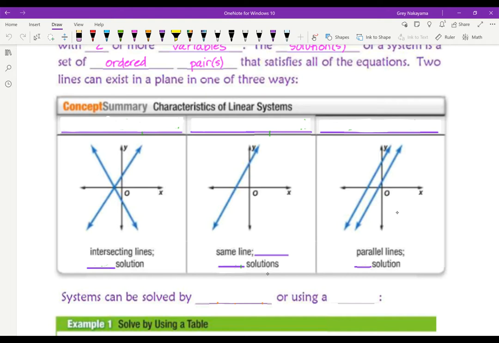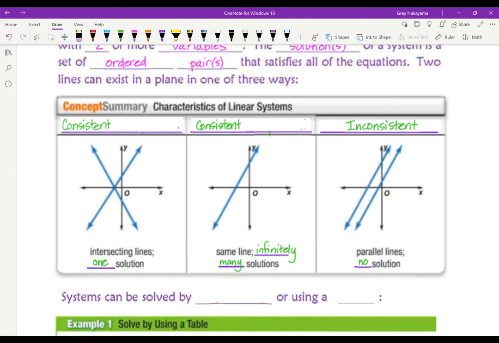And what you got to remember, you got to be able to name these. If the lines do not intersect at all, they're parallel, they have no solution, and we say that the lines are inconsistent. If they intersect, these two intersect in one point. These two lines are the same line, so they have infinitely many solutions. But if the lines intersect at all, they're called consistent.